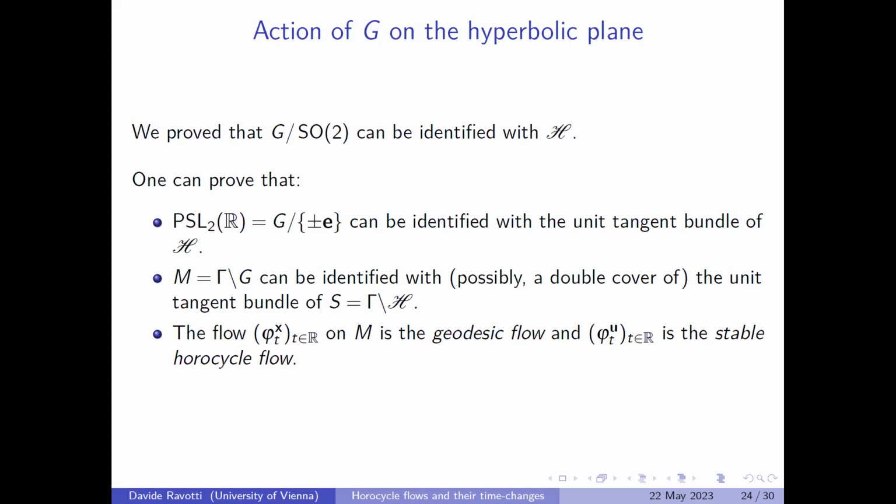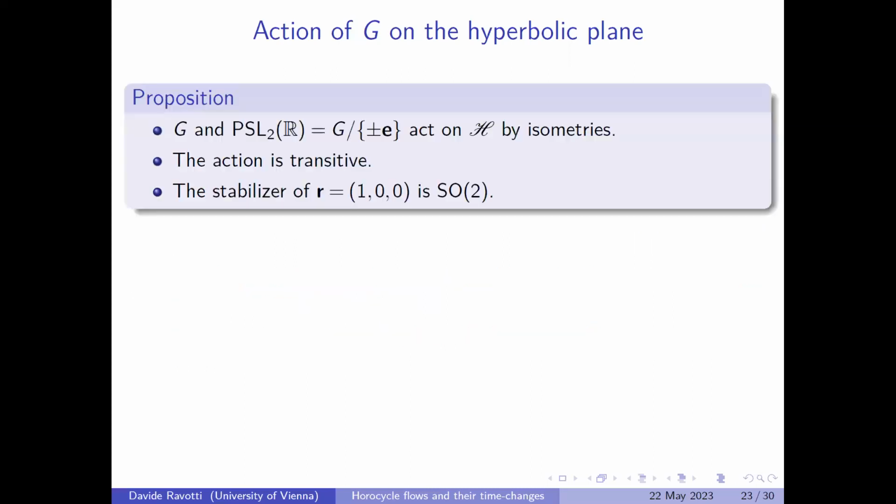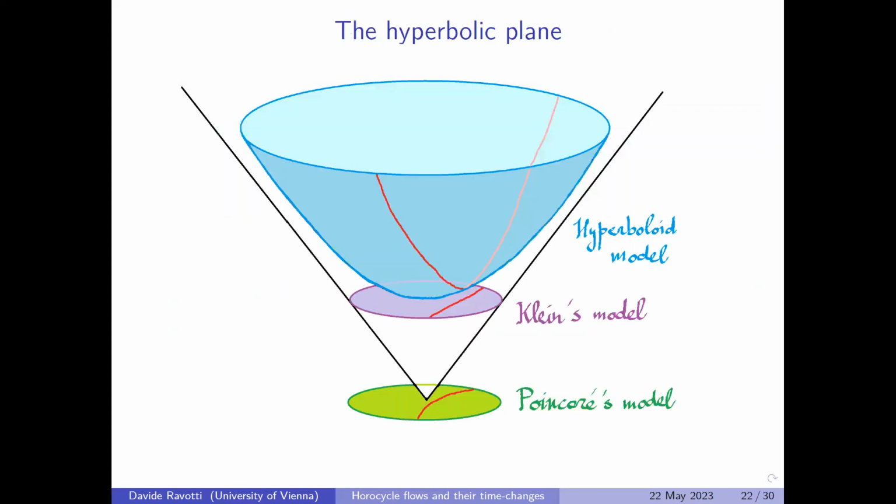And this is to give a geometric interpretation of some of these flows that we encountered before. So the flow associated to X, being the element 1/2, 0, 0, minus 1/2, corresponds to the geodesic flow. So it corresponds to moving along these geodesics.